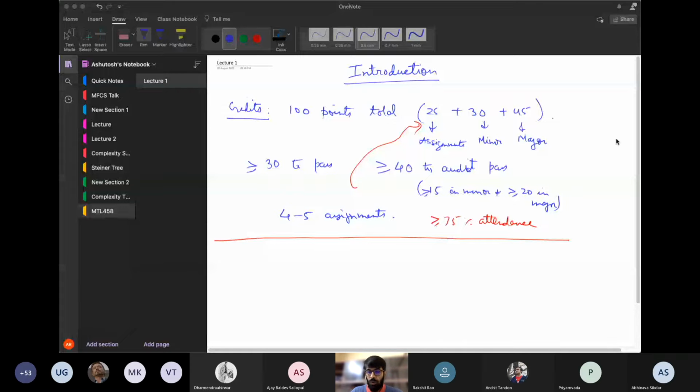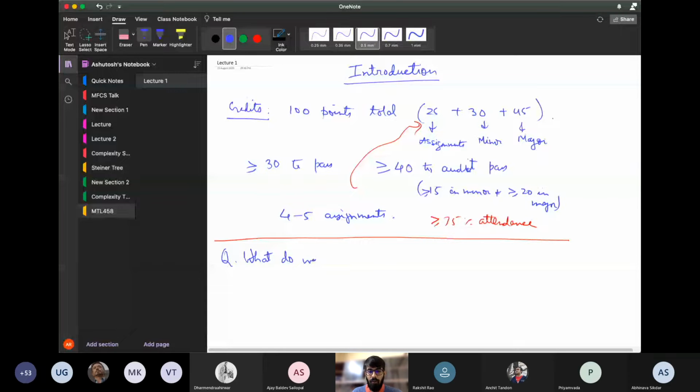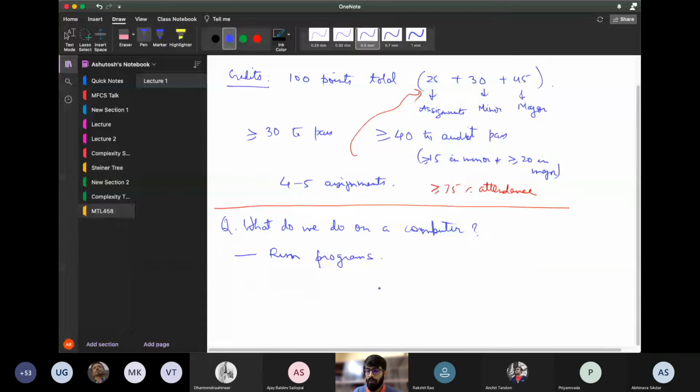So basically, what do we do on a computer? We run programs, right? And how does a program get executed? So what all happens when a program gets executed? What are the steps needed for a program to be executed?